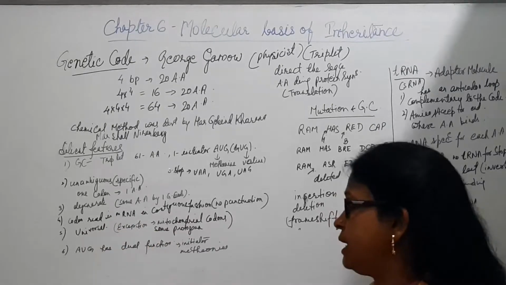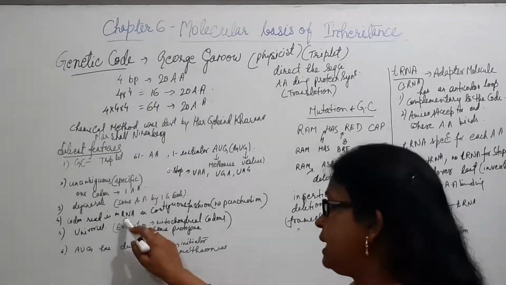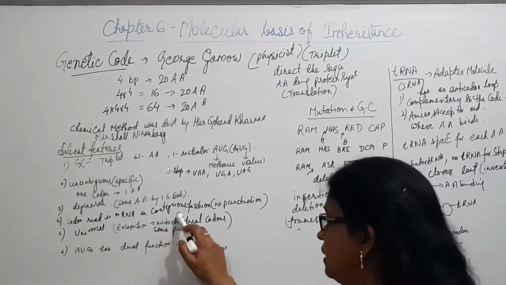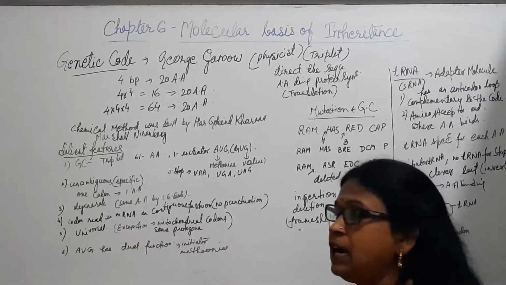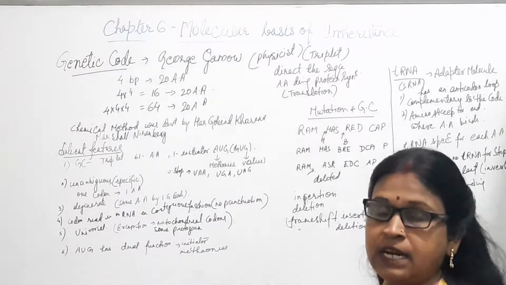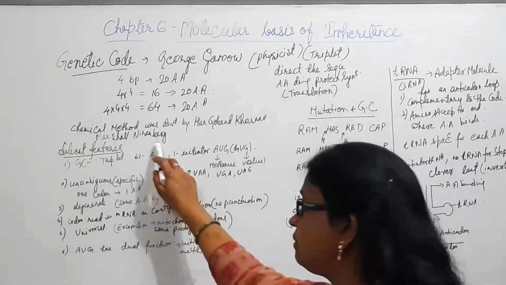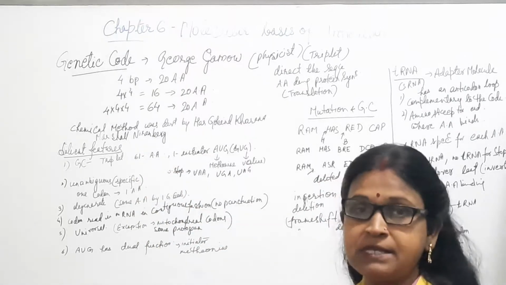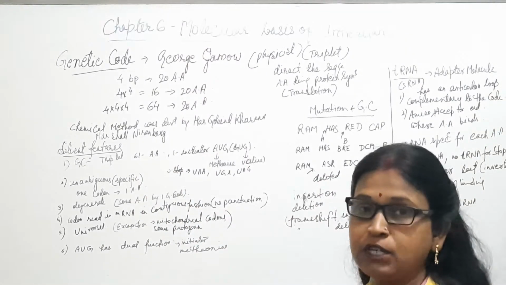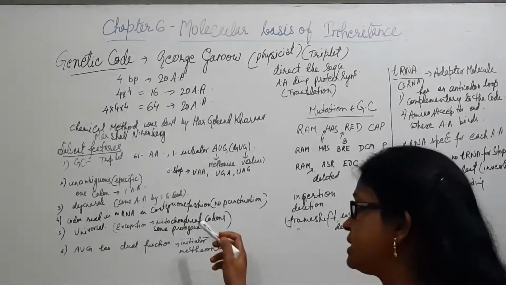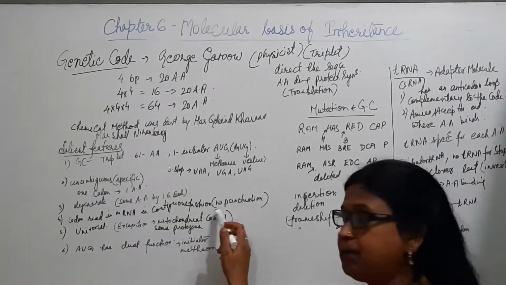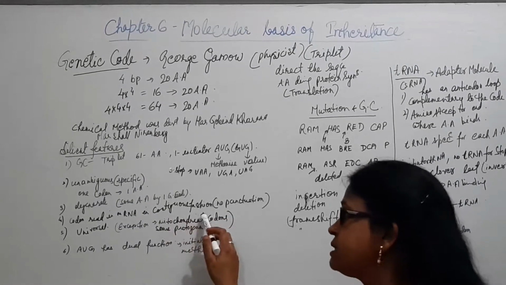Now the fourth one is that codons are read in mRNA in a contiguous fashion. That means no punctuation is there. All the nitrogenous bases are read, not any single punctuation or comma. That's why it is also known as commaless, without punctuation, or contiguous fashion.